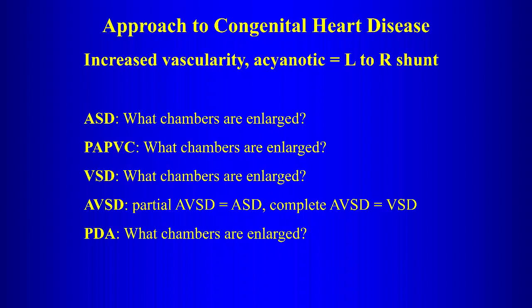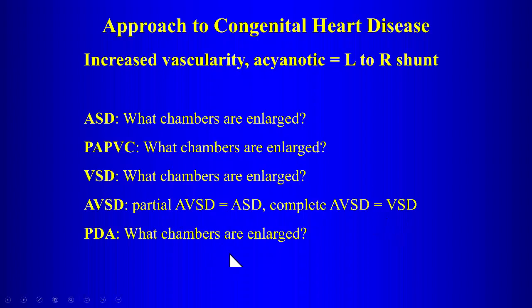Okay? Ventricular septal defect, what chambers are enlarged? Left ventricle, right ventricle, left atrium. So biventricular enlargement, both ventricles and the left atrium. Okay? So those are the chambers that will be enlarged with a ventricular septal defect. Now, when we're dealing with endocardial cushion defects, if we have a mild endocardial cushion defect, that acts like an atrial septal defect. If you have a complete endocardial cushion defect, that acts like a large ventricular septal defect, all right? So you can handle that also.